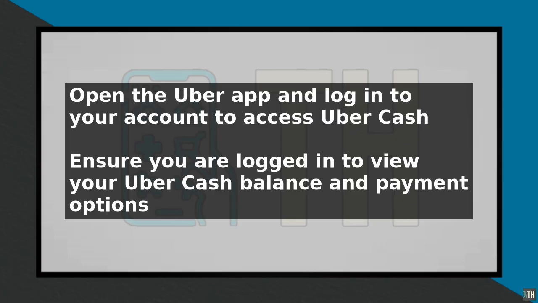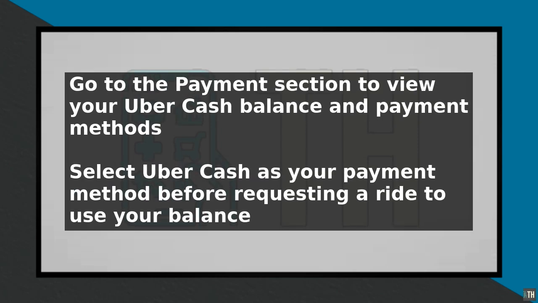Next, go to the payment section of the app by tapping on the menu icon, usually represented by 3 lines, and then selecting the payment option. In the payment section, you will see a list of all the payment methods you have added to your Uber account, including your Uber Cash balance. If you have an Uber Cash balance, it will be displayed at the top of the screen.